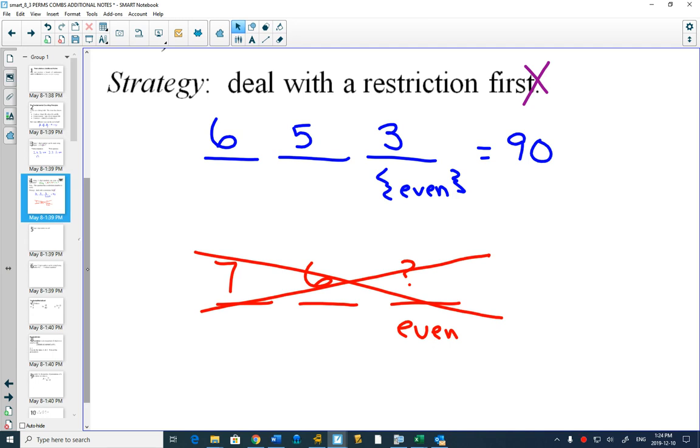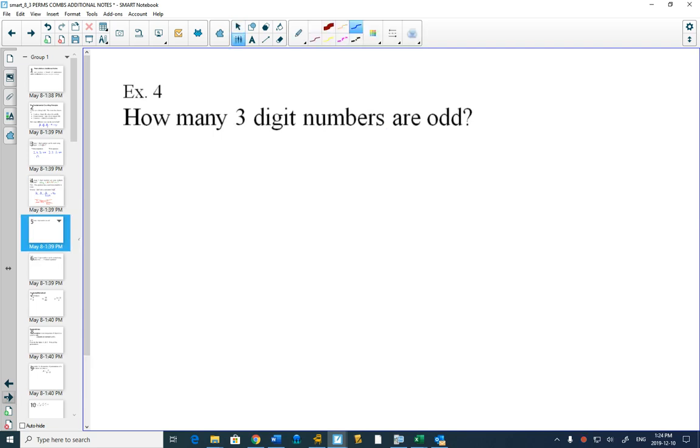So I'd like you to try this one. Again, numbers 1 to 7. How many are odd? So again, we're dealing with a restriction. And once you get your answer, I want you to see if you can figure out another way to solve this same question using the results from questions 2 and 3.